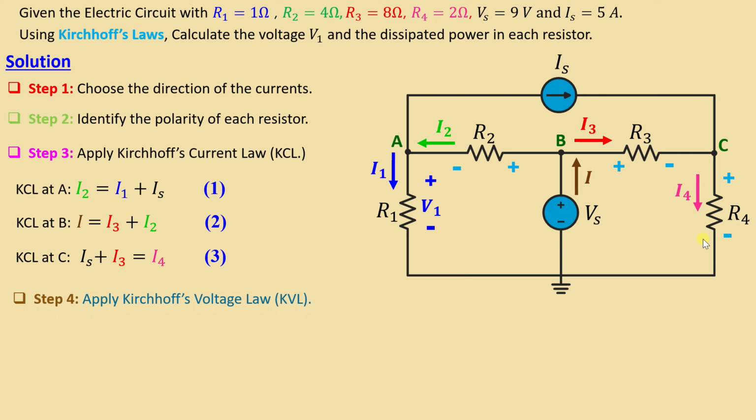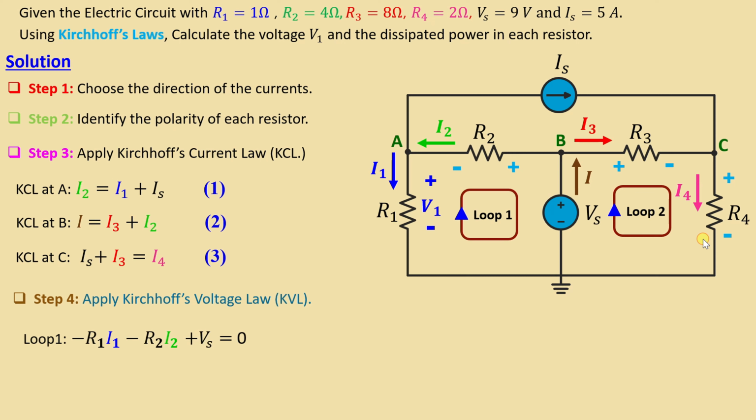After we finish applying Kirchhoff's current law, KCL, we go now to apply Kirchhoff's voltage law, KVL. Before we start applying KVL, we need to choose the different loops we are going to use here. This is loop number 1 and this is loop number 2. We can write KVL in loop 1: negative R1 I1 minus R2 I2 plus Vs is equal to 0. We obtain finally negative I1 minus 4 I2 plus 9 is equal to 0.